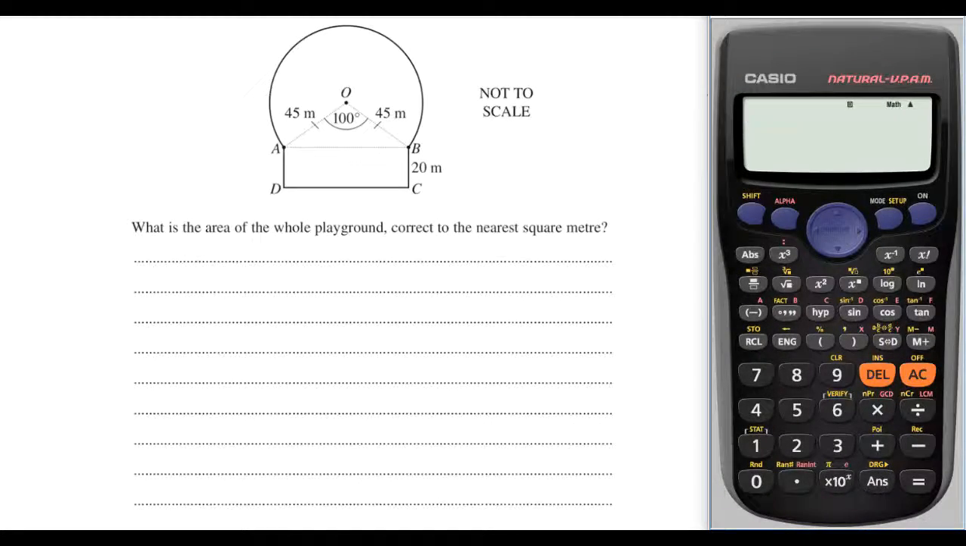Question 30, Part C. To find the area of the entire playground, we can first find the area of the rectangle ABCD. To do this, we'll need the length of AB, and we can find this using the triangle OAB. Applying the cosine rule to this triangle gives us AB squared is equal to 45 squared plus 45 squared minus 2 by 45 by 45 by the cosine of 100.